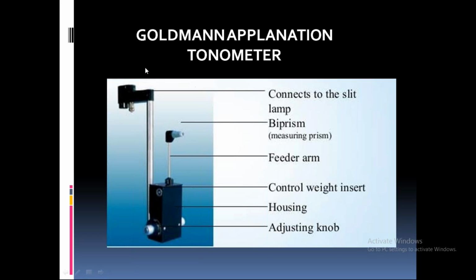We have Goldmann applanation tonometer, which is available in all the institutions. This is a standard biprism. This is where it is connected to the slit lamp. This is the biprism. This is the feeder arm. Weight insert. This is the housing and this is the adjusting knob here. Here you can see the measurements, the reading. This is Goldmann applanation tonometer.